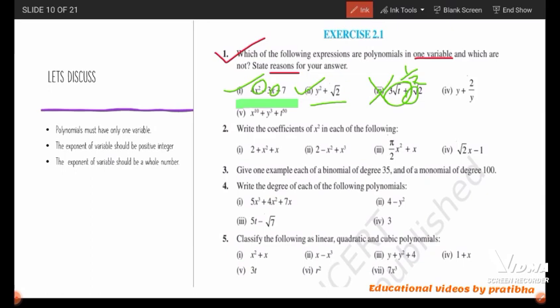Let's see the fourth example, that is y plus 2 upon y. Here one variable is there, but the second y is in the denominator. So the exponent of this y will be minus 1. When the y is in the denominator, the power will be negative. So this is also not a polynomial with one variable. Now the next expression is x raised to power 10 plus y cube plus t raised to power 50. But if you see here, three different variables are used. So this is also not an example of a polynomial in one variable. So only the first and second are our answers.